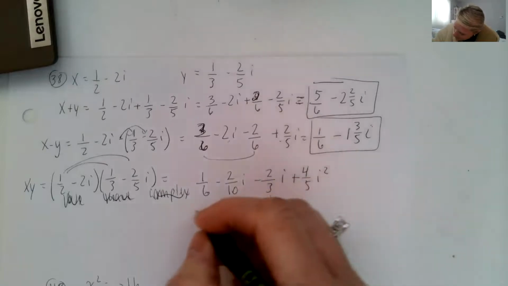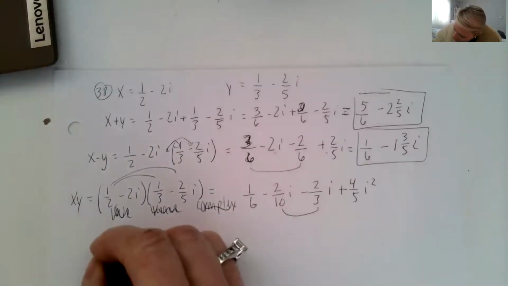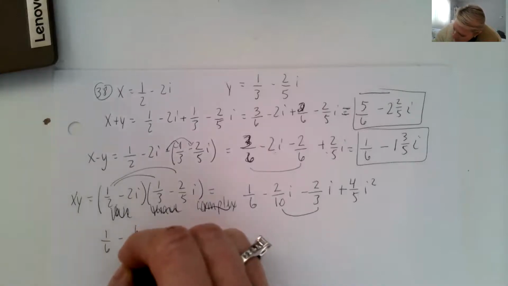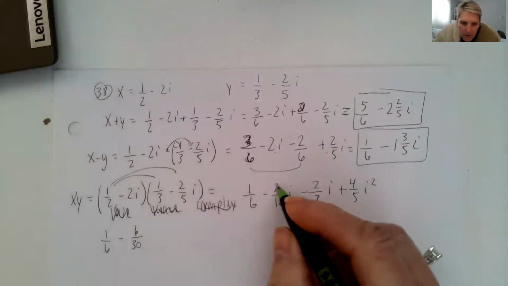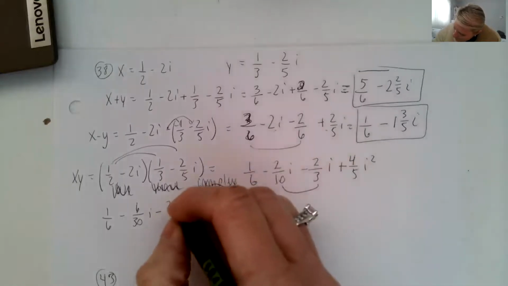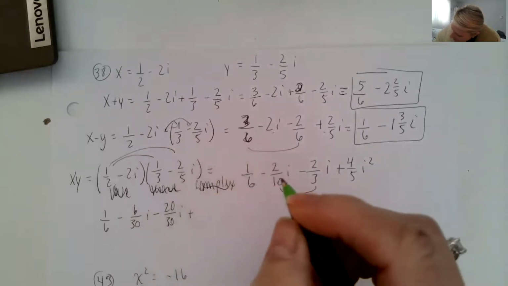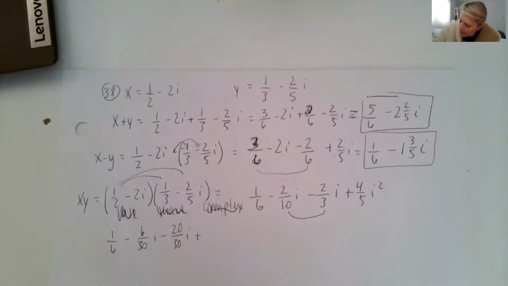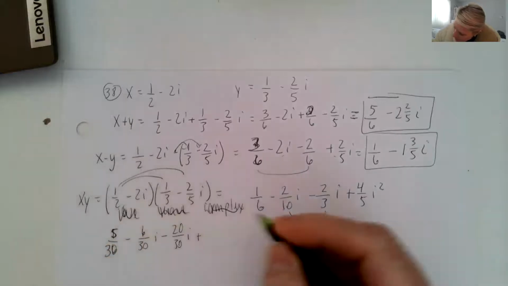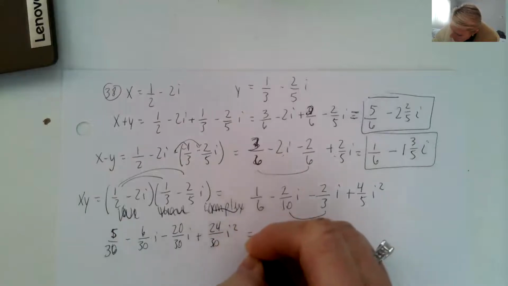We need a common denominator. So let's do it over here. So 10, 30 is going to be the common denominator. So 1/6 minus 6/30, because 10 goes into 30 3 times, i, minus 20/30 i, plus, we could get them all in 30ths. So this would be 5/30 out here, the 1/6. And then this would be 24/30 i squared.